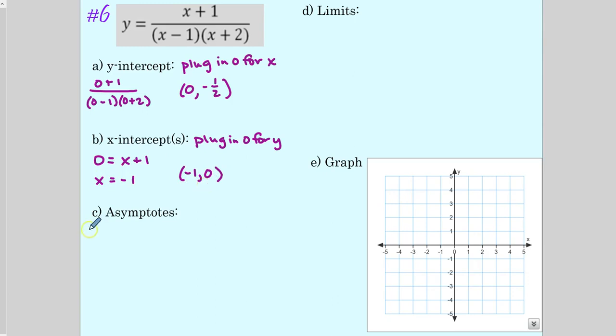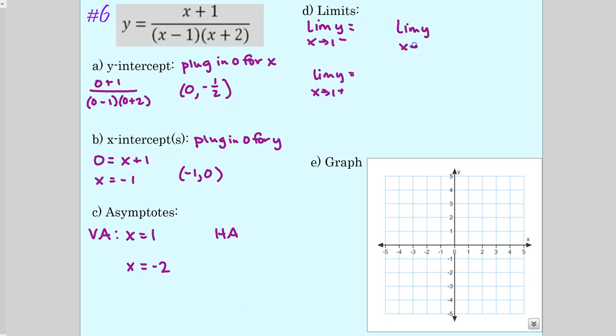For the vertical asymptotes, look at what makes the denominator 0. That would be x equals 1, and also x equals negative 2. So we'll have two limits for each of those. We're going to have the limit of y as x approaches 1 from the left, and the limit of y as x approaches 1 from the right. And we're going to have the limit of y as x approaches negative 2 from the left, and the limit of y as x approaches negative 2 from the right.